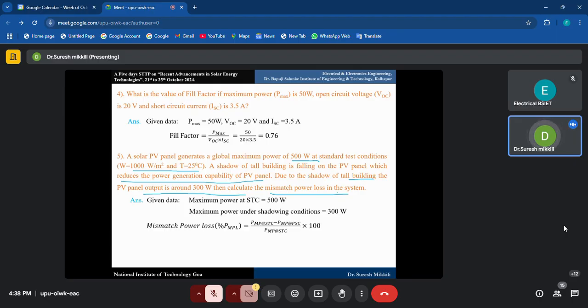The formula is this. Mismatch power loss is the difference between standard condition minus the power at shading condition. Standard condition is how much power we are generating? 500 watt. So we are generating power at standard test condition is 500. Power at shading condition is 300. So the percentage is 40%. Difference of power is 200 watt.